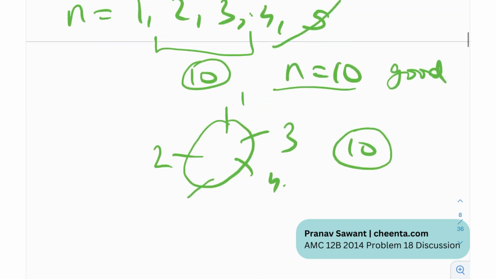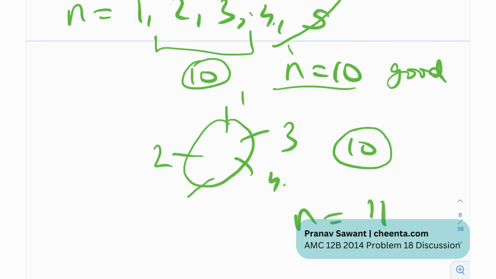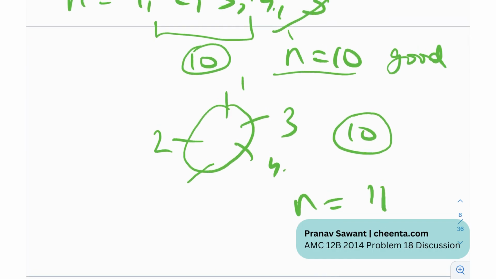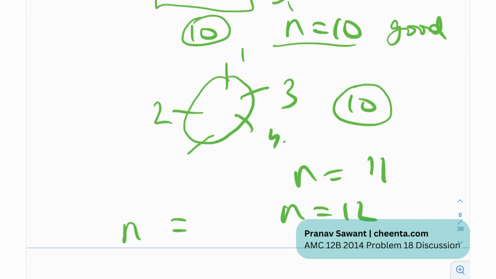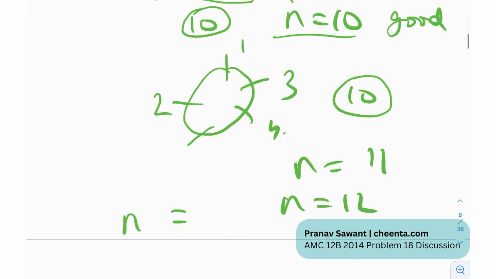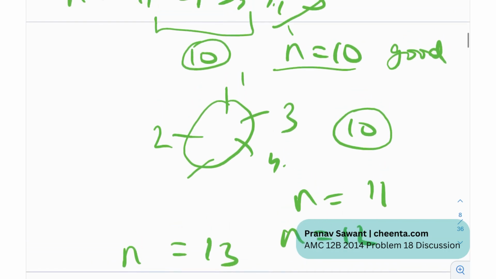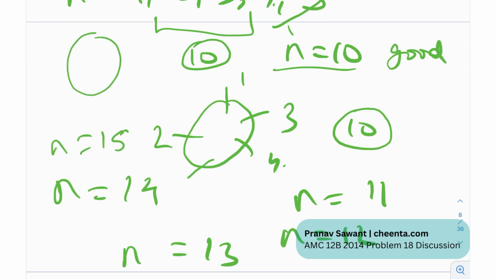Similarly, if I remove a 4, I will get n is equal to 5, 8, 10, 11. If I remove a 3, I'll get n is equal to 12. If I remove, let's say 2, I'll get n is equal to 13. If I remove 1, I'll get n is equal to 14. And if I don't remove anything, I'll get n is equal to 15. All of these 5 numbers, when you add them up, you'll get 15. So they themselves essentially sum to 15, and n is equal to 15 will always be good.